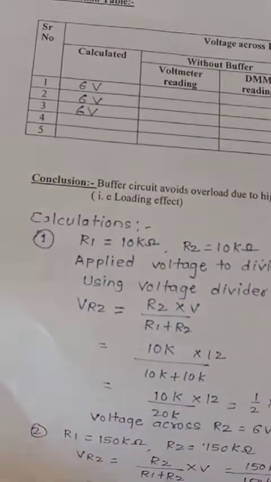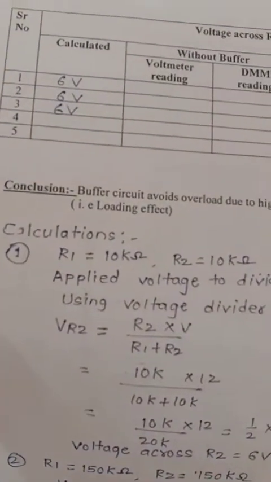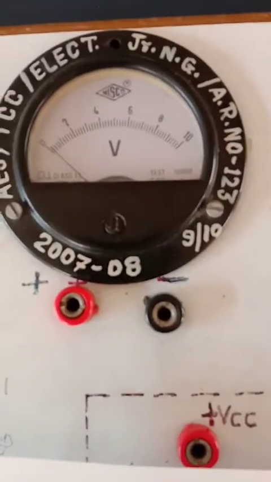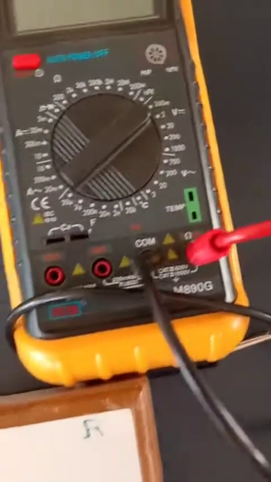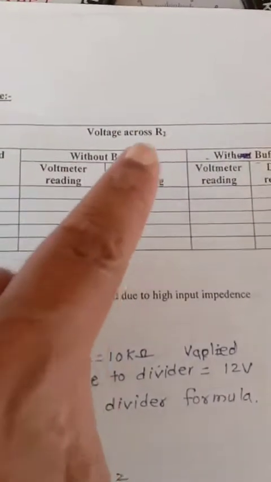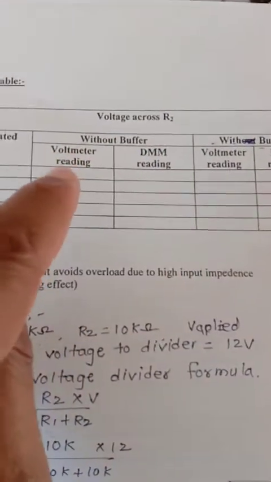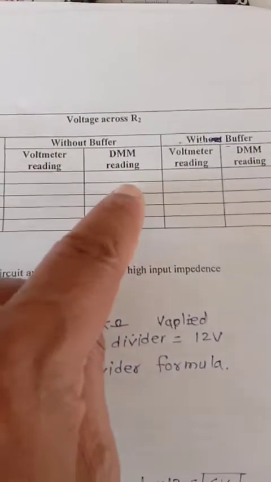Okay, now we will measure this voltage across R2 by using this analog voltmeter with range 0 to 10 volt and by using digital multimeter, and then we will write here the voltage across R2 without buffer, voltmeter reading and multimeter reading.